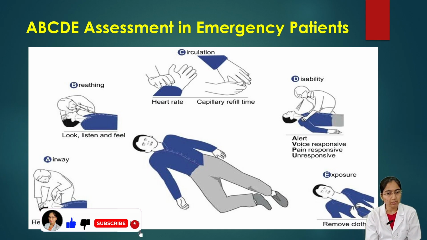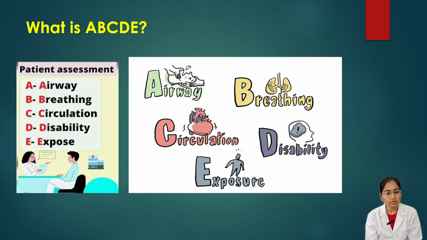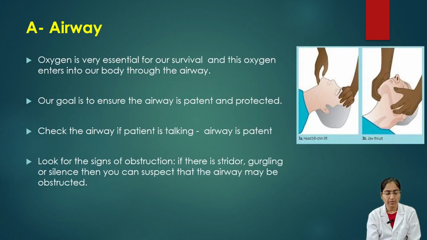Here you can see in the image ABCDE, that is assessment in emergency patients. Look at the pictures. What is ABCDE? A stands for airway, B stands for breathing, C circulation, D disability, E exposure. That is the ABCDE approach. We'll see one by one. First we'll see airway. A stands for airway.